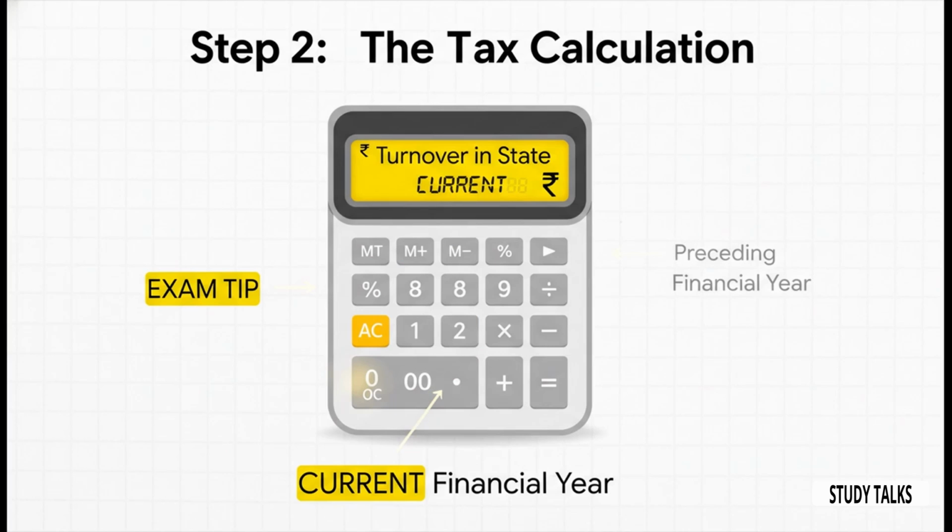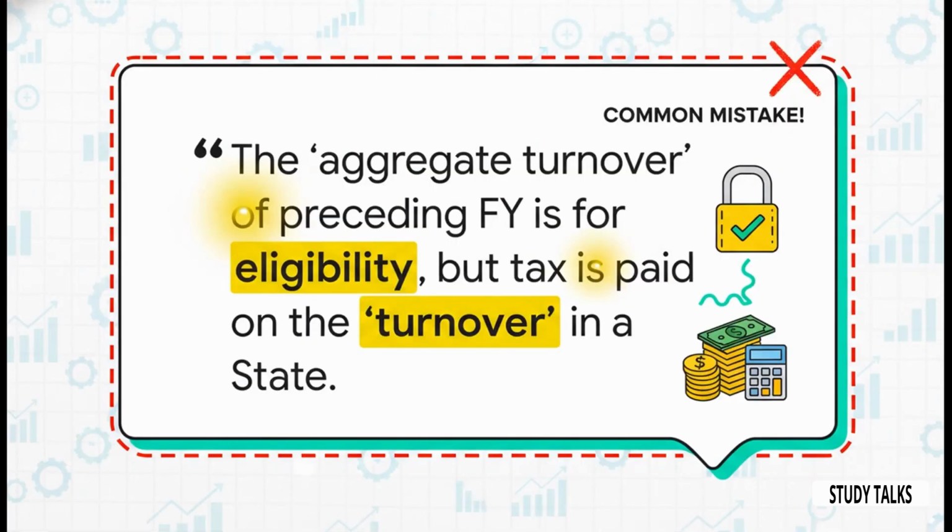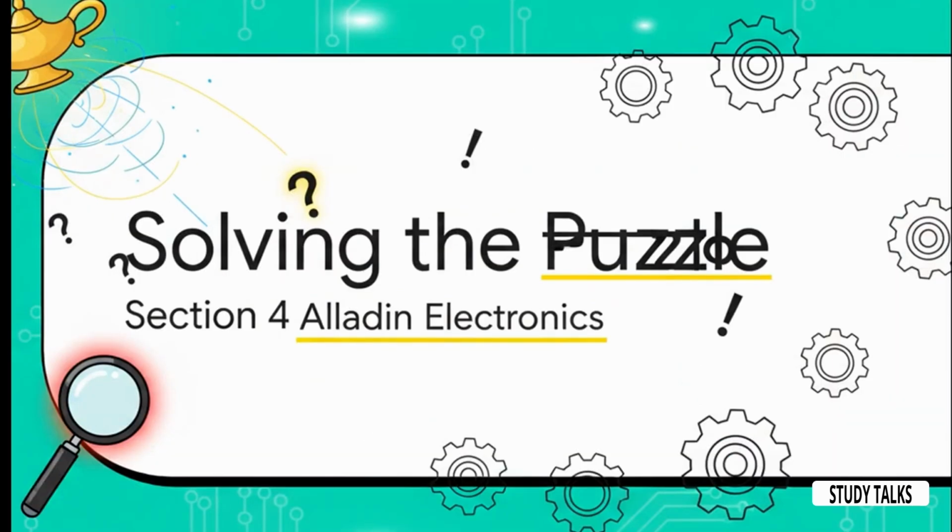But once you're in and it's time to actually calculate the tax you owe for this year, you use a totally different number. You use the turnover in state for the current financial year. The past got you in, but the present determines what you pay. You guys, I cannot say this enough. This is a red flag alert. This is where marks go to die. Please do not mix these two up. Using last year's turnover to calculate this year's tax is the number one mistake people make. Just burn this into your brain. Preceding year is for eligibility, current year is for tax.